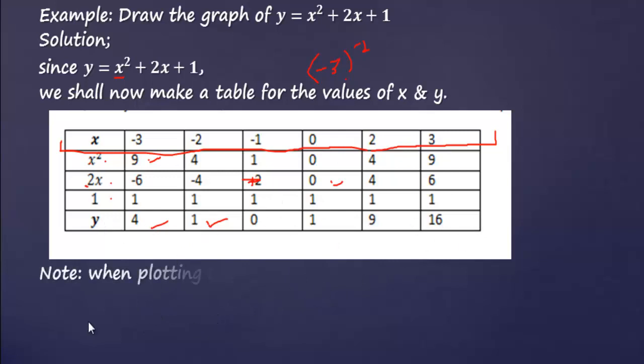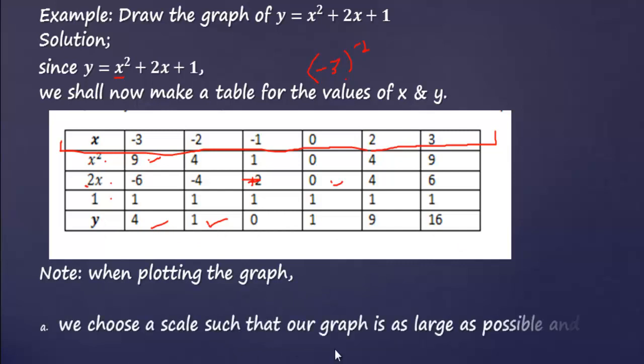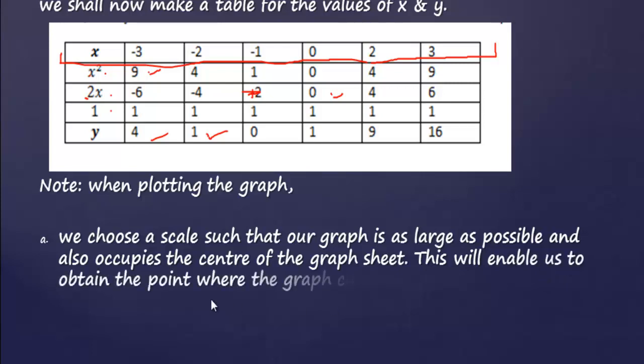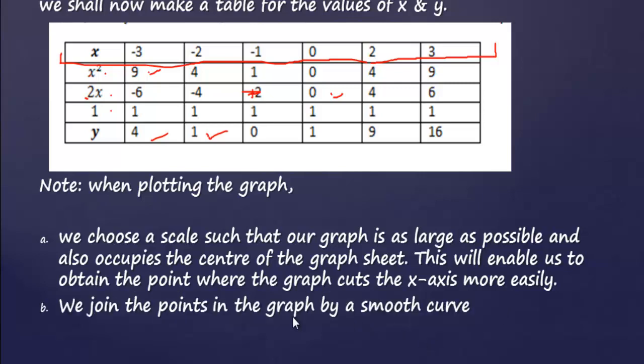So let's move on. Note that when plotting the graph, we choose a scale such that our graph is as large as possible, and also occupies the center of the graph sheet. This will enable us to obtain the point where the graph cuts the x-axis more easily. Now number 2 is that we join the points in the diagram by a smooth curve.